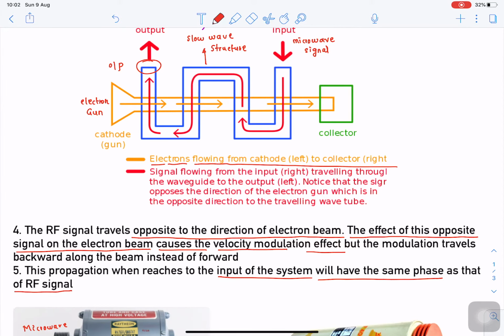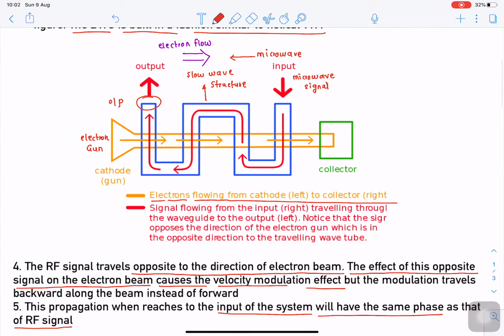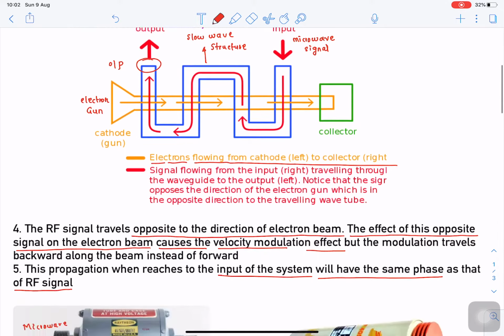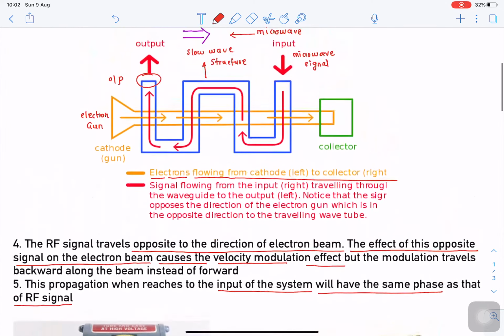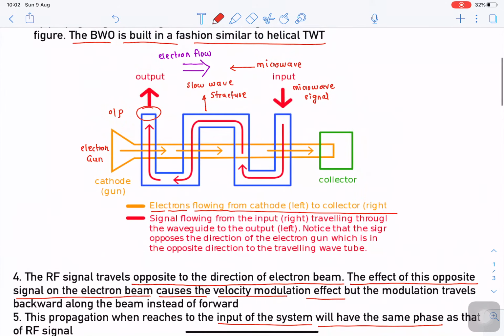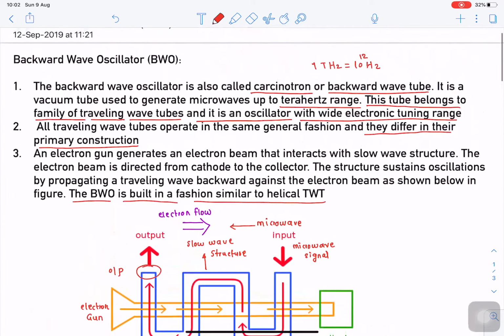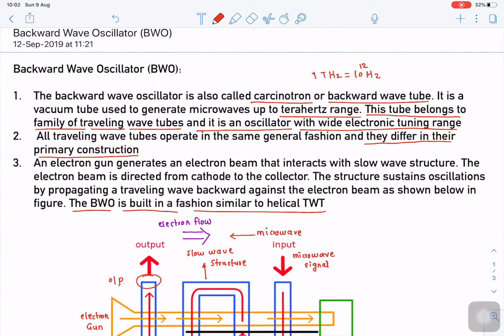And after magnetron, we saw today the first type of hybrid tube, that is a cross field amplifier. And then the second type of hybrid tube we saw, which is essentially acting as an oscillator, that is a backward wave oscillator.